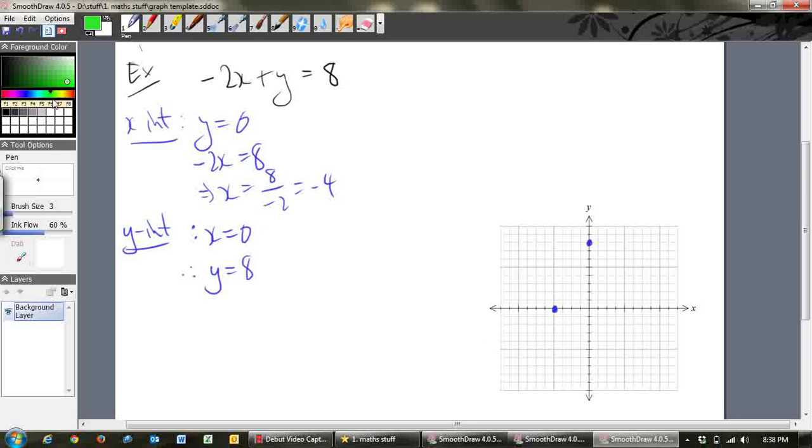And all you do is draw a line between them. I'll try to do my best. Oh, that's terrible. Even worse, but I'm going to go with it because I just can't be bothered. So that's the line, minus 2x plus y equals 8. And that's how we do the intercepts method, which is very quick, as you can see, if you're good at algebra. Thank you.